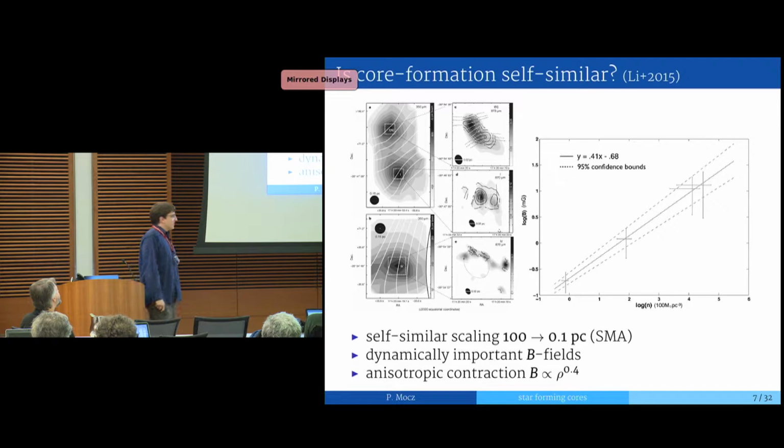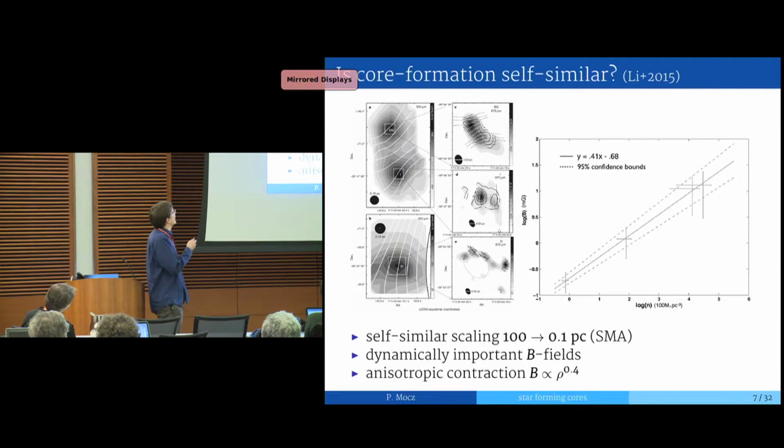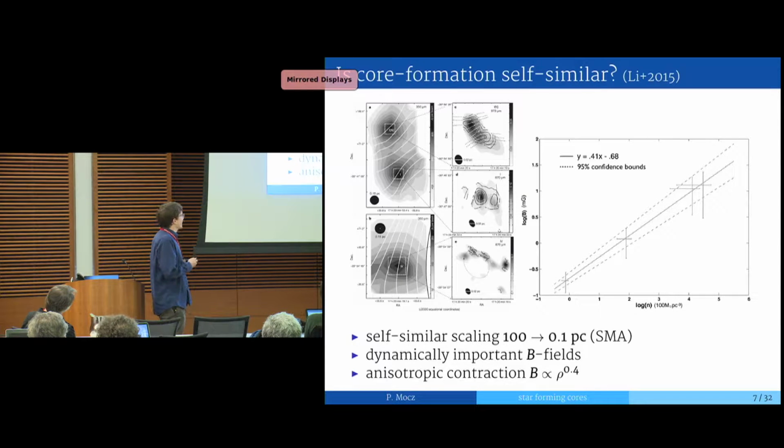And so how simple is the formation of star-forming cores? These observations in the Nature paper by Lee et al. 2015 study the formation of massive star-forming cores from the 100 parsec scale down to 0.1 parsec scale with the SMA. And they find dynamically important B fields, these characteristic hourglass shapes, on several scales, from 100 to 0.1 parsec. And they find a scaling between the magnetic field and the density of 0.4, signifying anisotropic contraction of these cores.